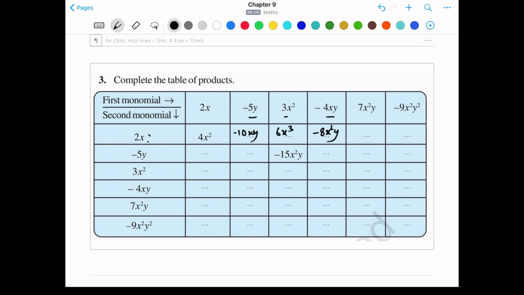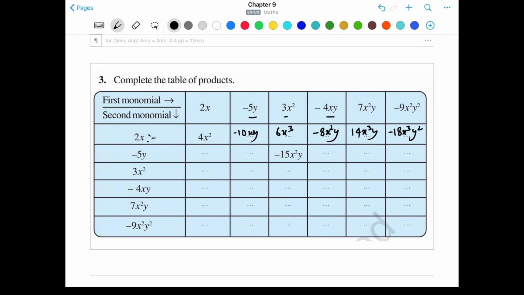Okay, next one is 7x square y multiplied to 2x. So 7 into 2 is 14. X square into x will give us x cube y. Next one is minus 9x square y square multiplied to this 2x will give us minus 9 into 2 is minus 18. X square into x will give us x cube, and then we have y square. Okay, in similar way we have to complete it for the other values also.